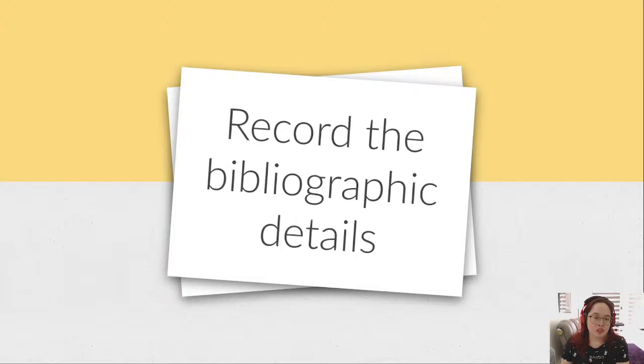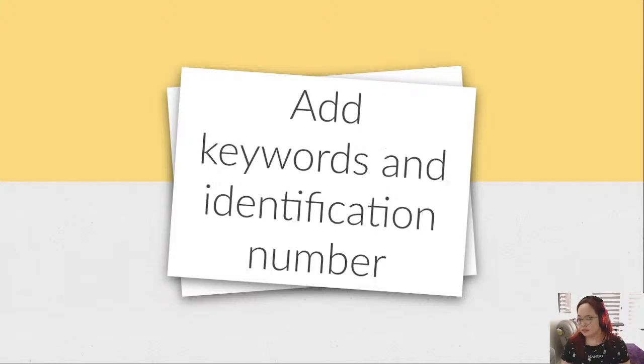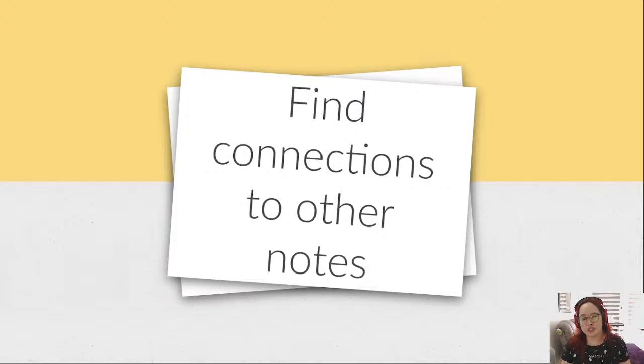If you're reading a book, first thing you have to do is record the bibliographic details. Before you start anything, before you start going down that rabbit hole, write the details about your book. Write the details about that website. Write the details about that YouTube link. Add keywords and an identification number to every permanent and literature note you create. And find connections to other notes. Okay? That is also important.